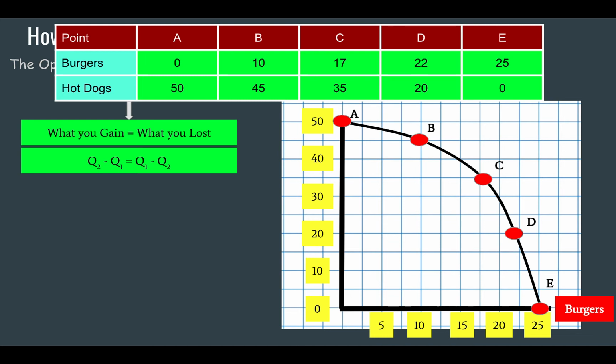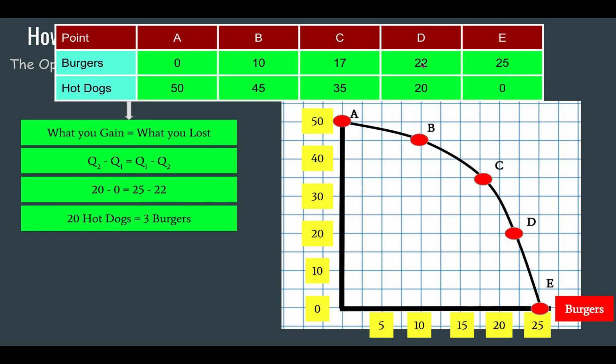That's just me, whatever. So we are moving from E to D. My question is, what did we gain? Well, we've gone from 0 hot dogs to 20 hot dogs, so we've gained 20 hot dogs. Now, I know I'm skipping a step. And what did we lose? Well, we went from 25 burgers to 22, so we've lost 3 burgers. So 20 hot dogs equals 3 burgers.